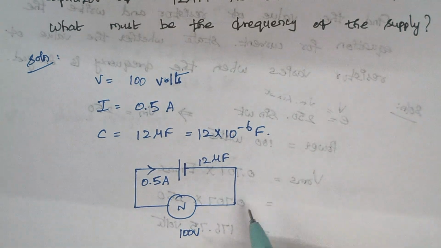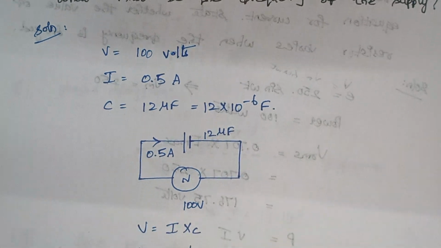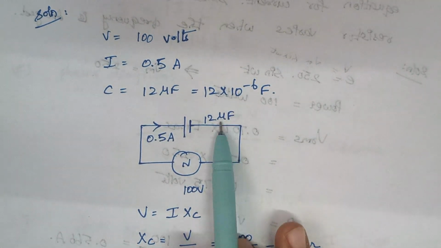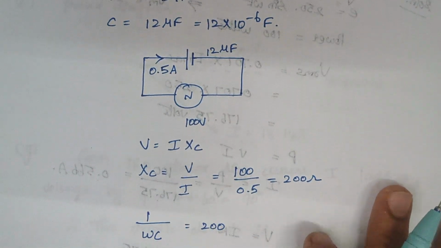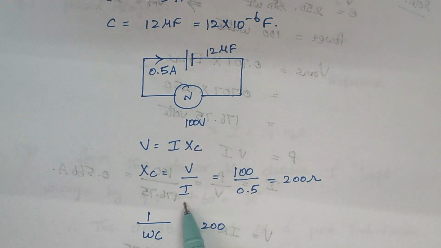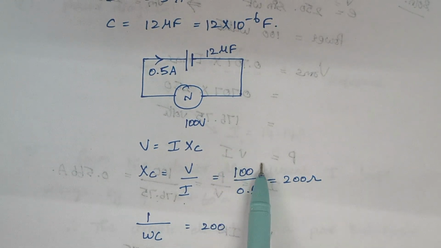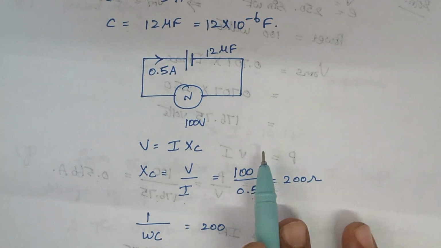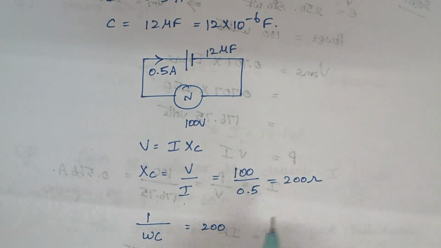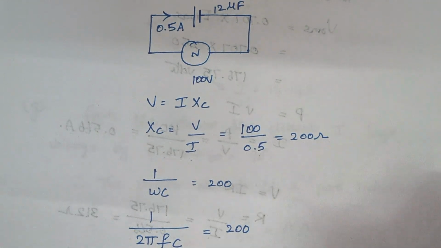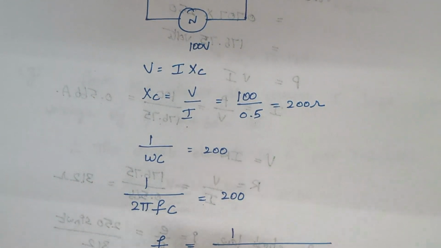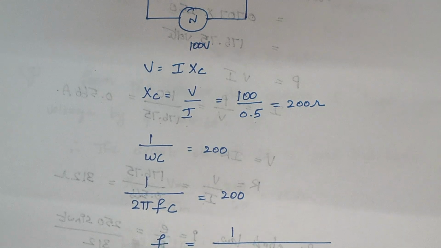For that, because it is a capacitor circuit, the voltage is given as I into XC. Therefore, XC is given by V by I. The value of V is 100 and the value of current is 0.5, which is directly given in the problem. Just substitute the values. Now the same XC can be written as 1 by omega C, and omega is nothing but 2 pi f.